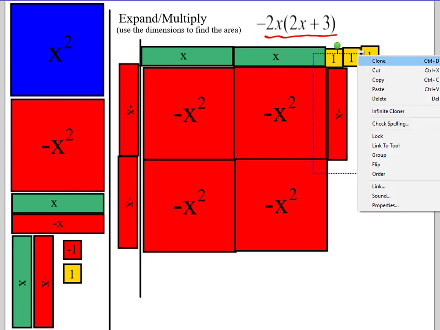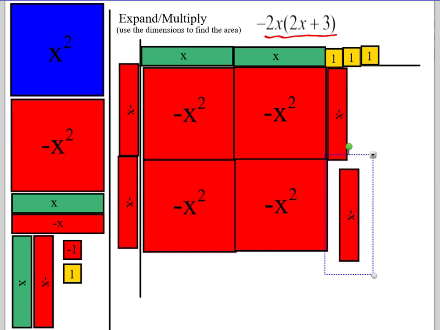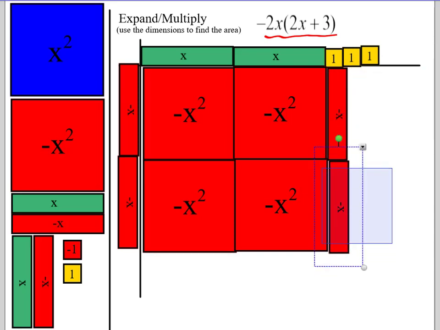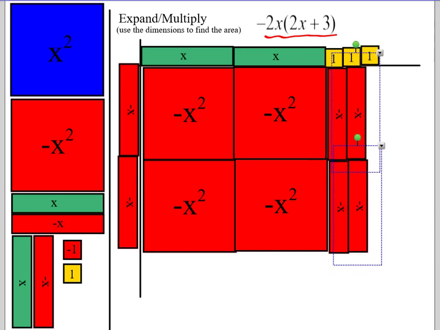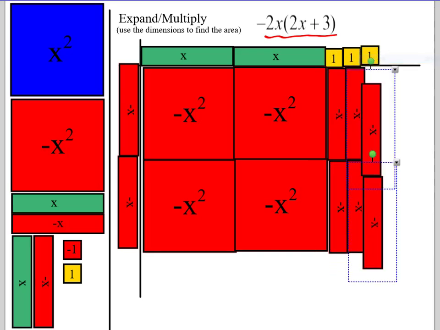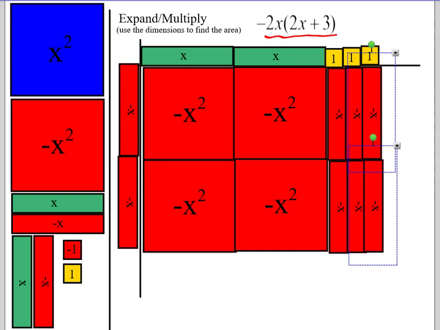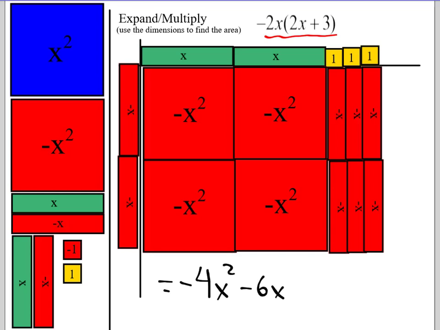See if I can't clone them and make them a little faster. There we are. Okay, and we can see that for learning the distributive property, algebra tiles are pretty good for visualization. But we will need to move to a shortcut or a faster way. So if we count this up, there's negative 4x squared minus 6x.